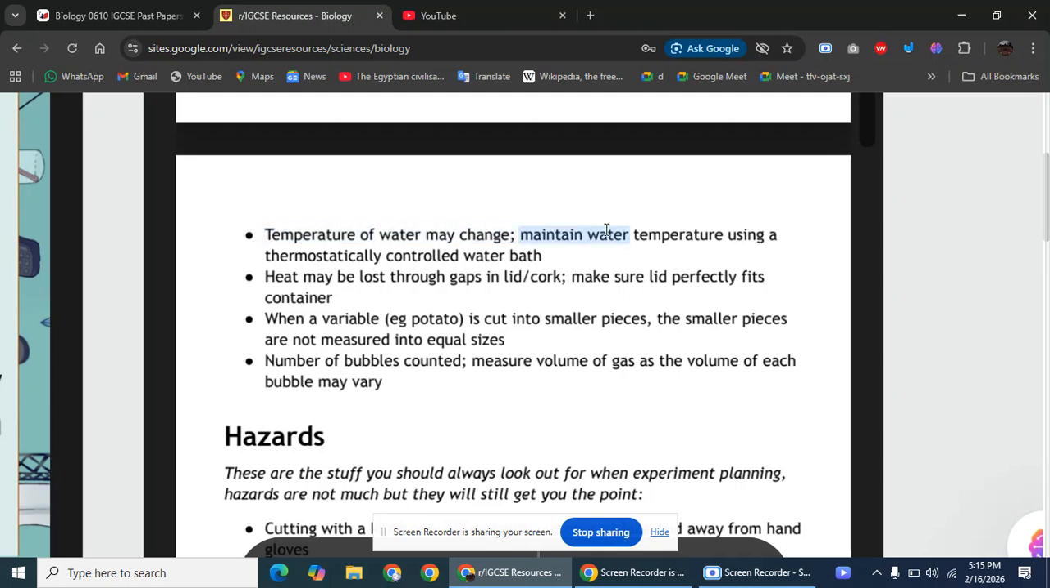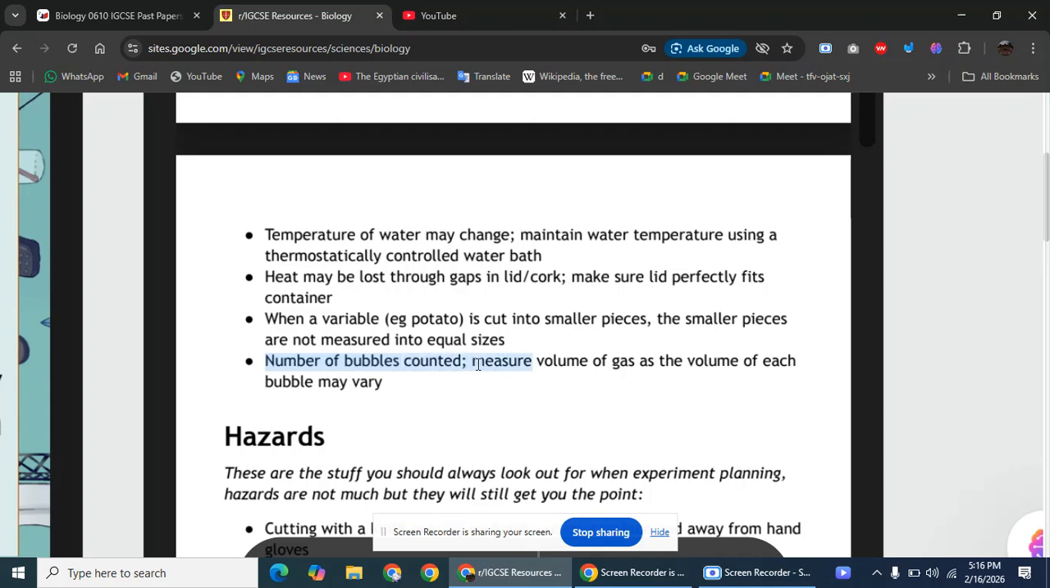The temperature of the water may change; to maintain the water temperature, use a thermostatically controlled water bath. Heat may be lost through a gap or slit in the cork. Make sure the lid perfectly fits the container. When a variable, for example a potato, is cut into smaller pieces, the smaller pieces may not be measured to equal sizes. This can be a source of error.